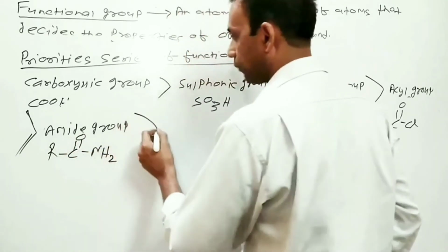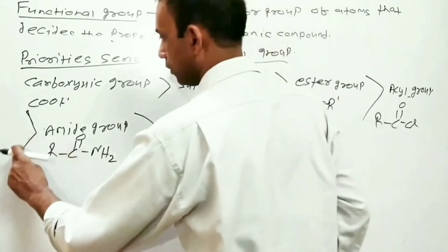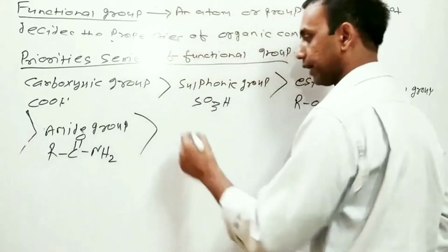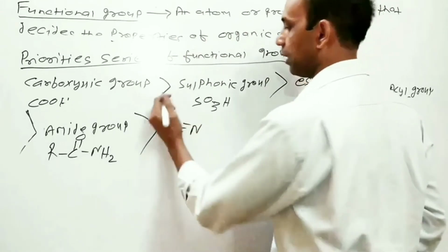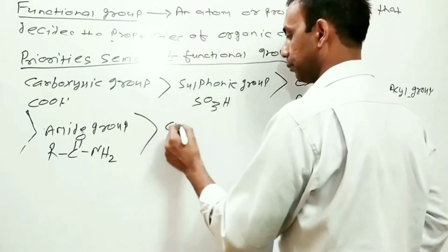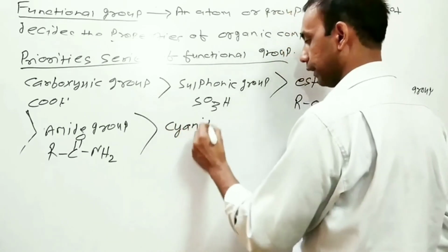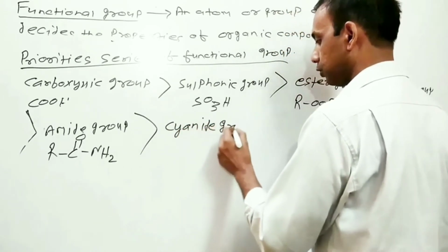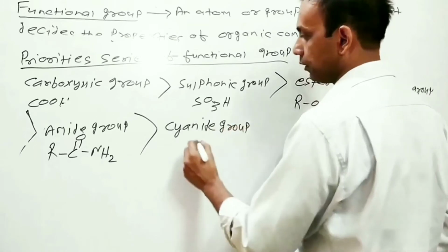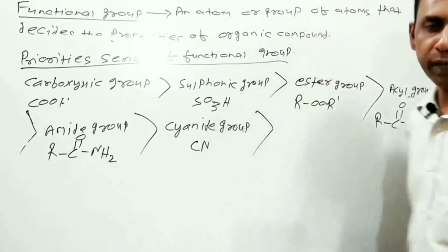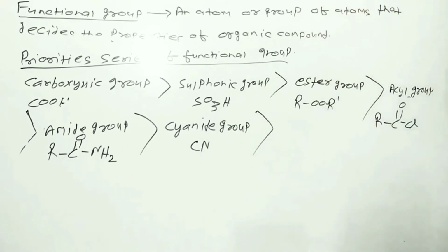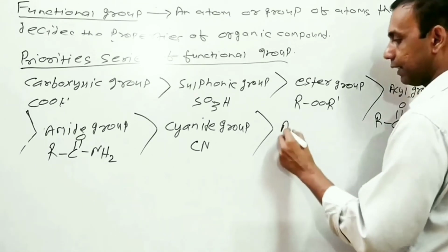After amide group you have cyanide group, right? Cyanide, which has a triple bond. Cyanide group has a formula of CN. And then you have amine group. You have then coming up aldehyde and ketone. You need to understand. So the next is aldehyde.